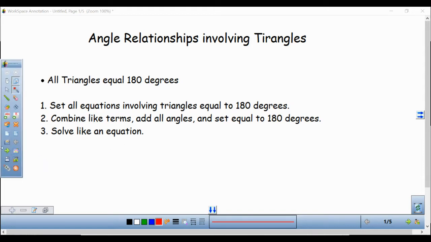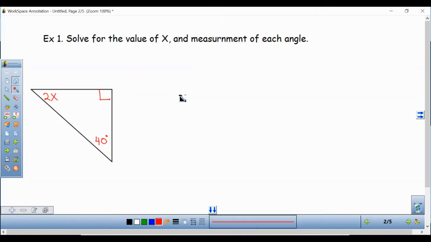These are going to get progressively harder as we go on. It's going to look something like this. Not only are we going to solve for x, but we're going to find the measurement of each angle. A key thing to remember: if you see that right angle symbol, it means it's a right angle, and all right angles are 90 degrees. You're supposed to know that. We have a triangle, and we have to find the value of x and the measurement of each angle. We already know two of the angles, so all we have to figure out is the measurement of this angle. We're going to set this equal to 180.